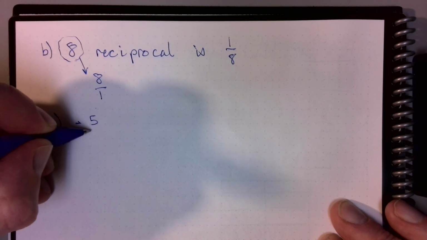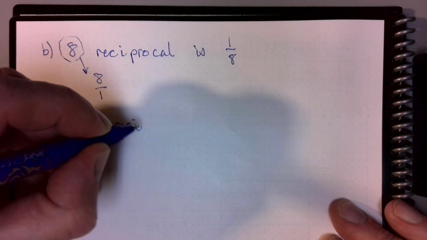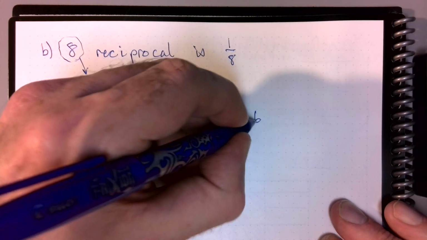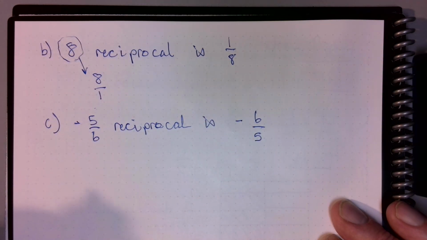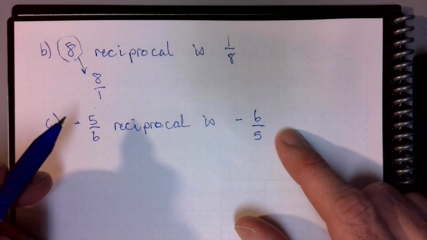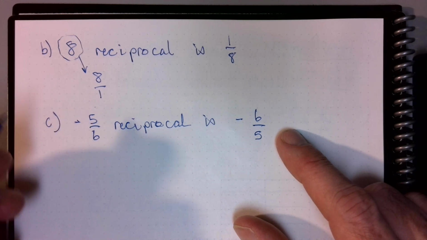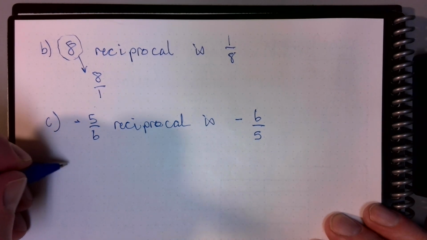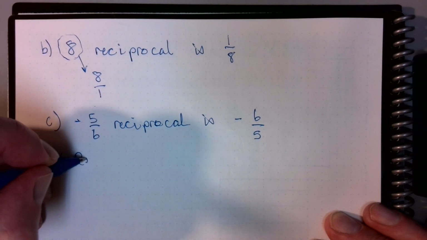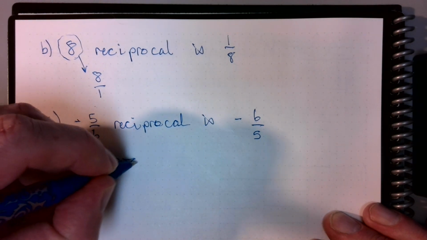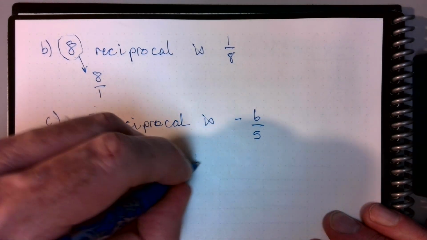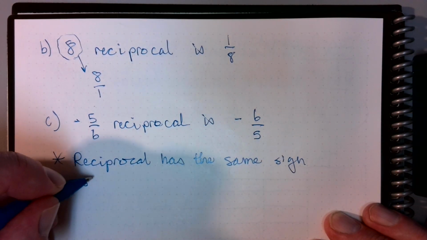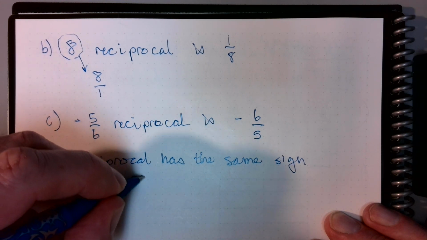Let's do negative 5 over 6. The reciprocal of negative 5 over 6 is negative 6 over 5. Notice I have once again switched the numerator and the denominator, but I have kept the negative sign. So a quick note here, a reciprocal has the same sign as the original number.